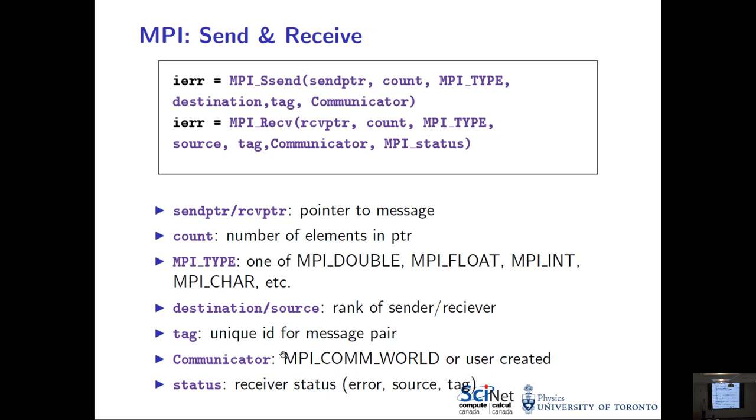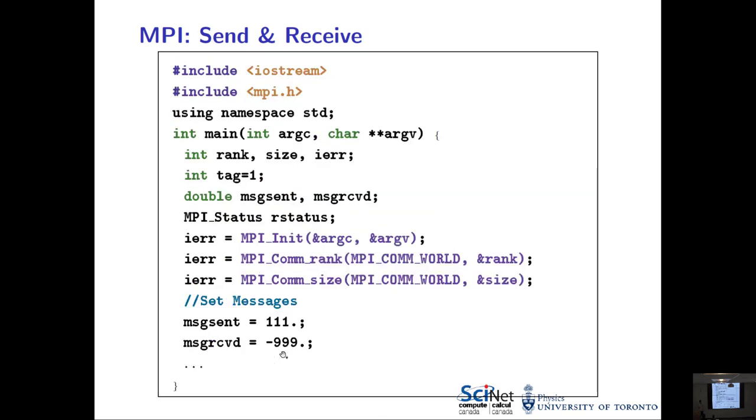Most of the time you don't have to worry about it, but it's like error codes and that sort of thing. So that's why on the receiver you can have an MPI status to query it. That'll be more important for other types of communications, but for basic send and receive it doesn't matter. So let's create a quick message here and talk about how we would use this.